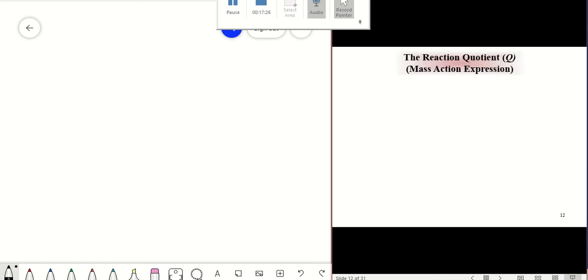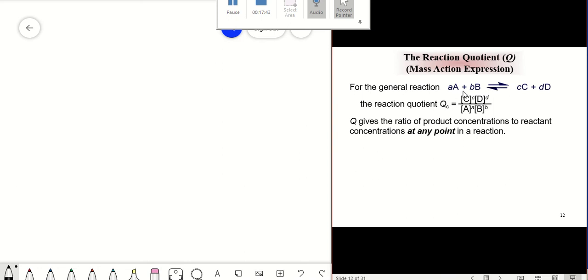Okay. Now, the next very important term that will come up a lot in chemical equilibrium is called the reaction quotient. It is also referred to as the mass action expression, and it is abbreviated as capital Q. Now, what is that? For a given reaction, again, aA plus bB changing to cC plus dD, the reaction quotient is written as the concentration of C to the power c, the concentration of D to the power d, divided by the concentration of A to the power a times the concentration of B to the power b.